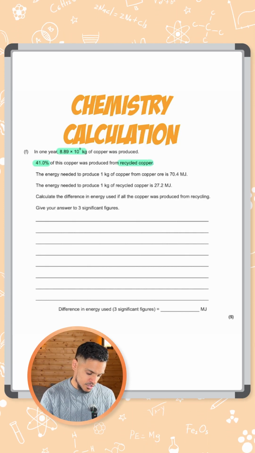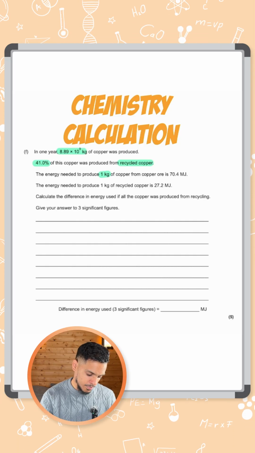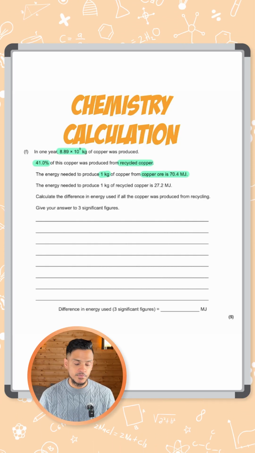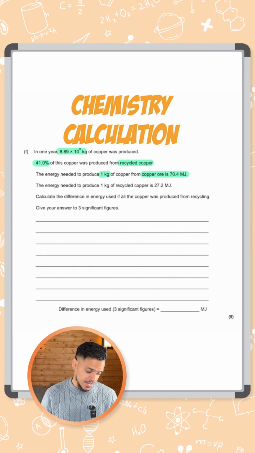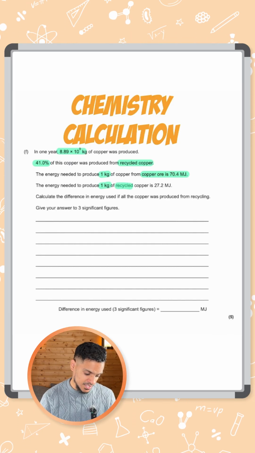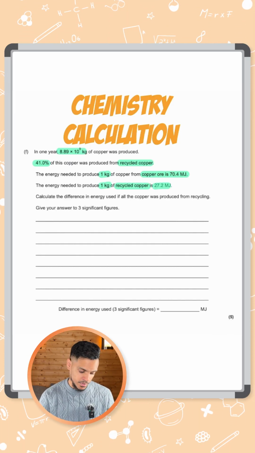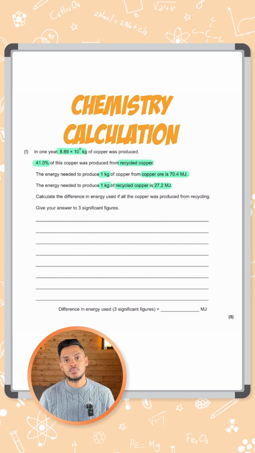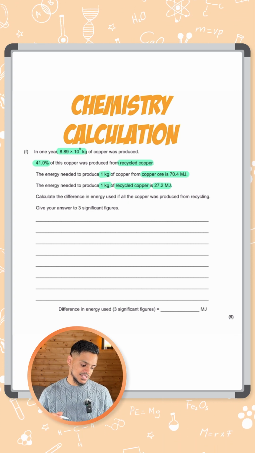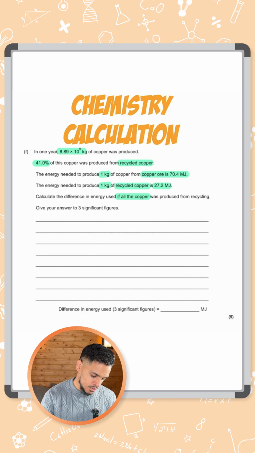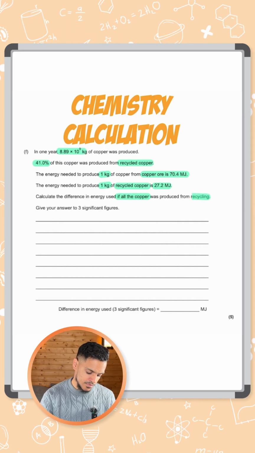The energy needed to produce 1 kilogram of copper from copper ore is 70.4 megajoules. Then the energy needed to produce 1 kilogram of recycled copper, so this isn't from the ore, this is reusing copper, that's much less, that's 27.2 megajoules. Calculate the difference in energy if all the copper was produced from recycling.